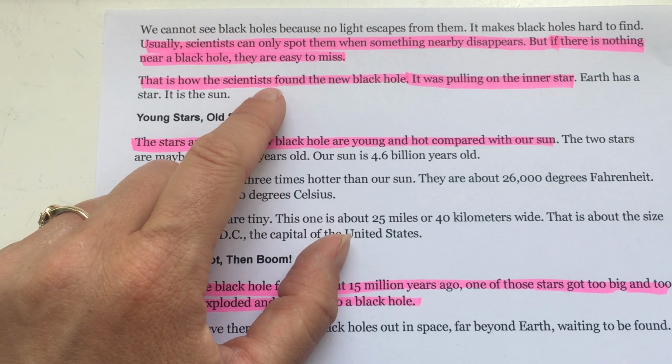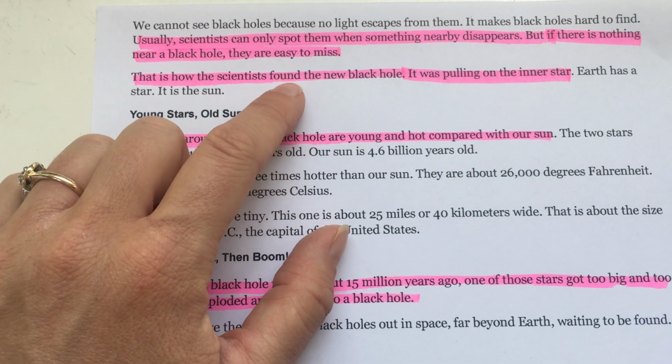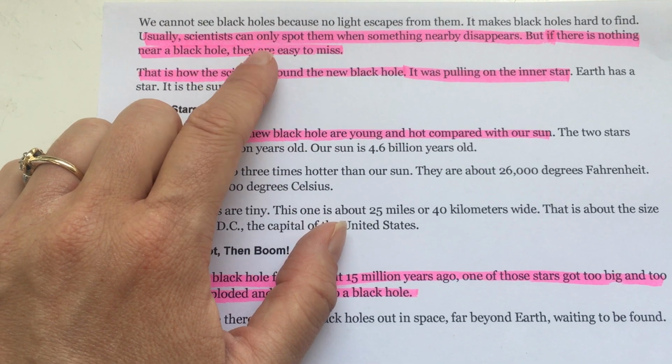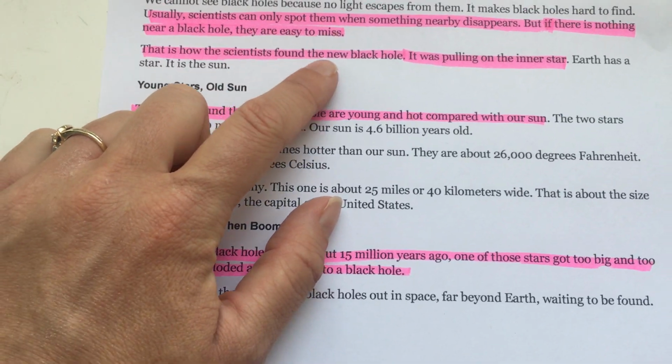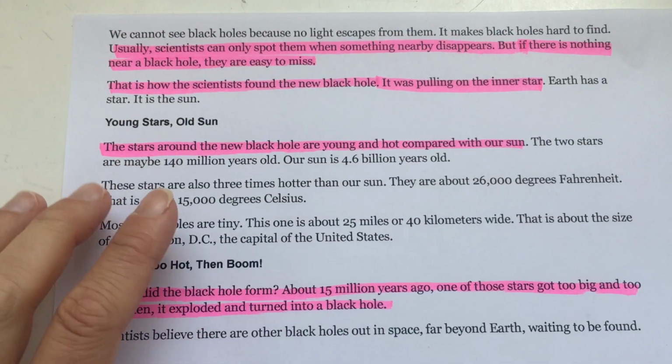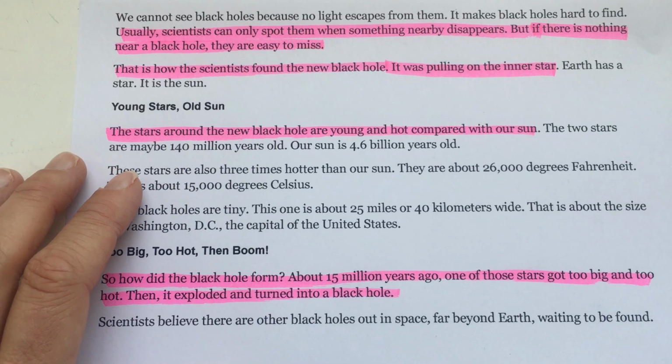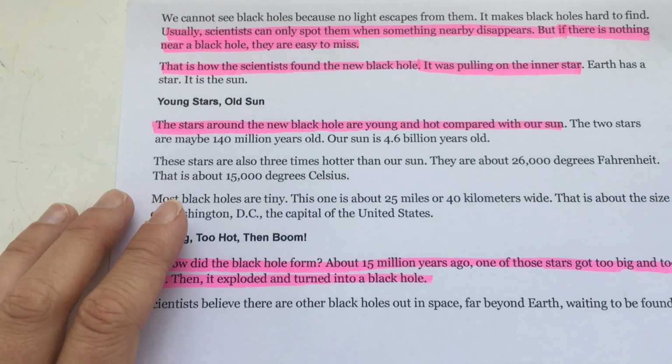But then it says that the scientists found the new black hole because it was making something nearby disappear. So then this part I thought, ooh, that's more important. It was pulling on the inner star. So then I went back and highlighted that part. I'm going to include it in my summary.